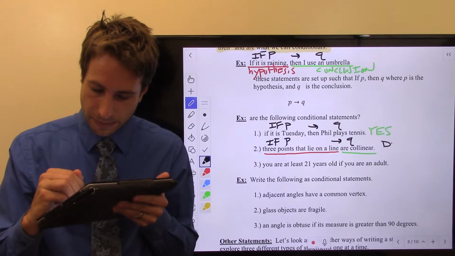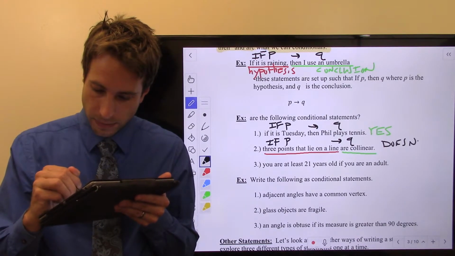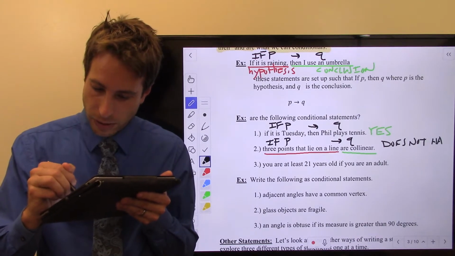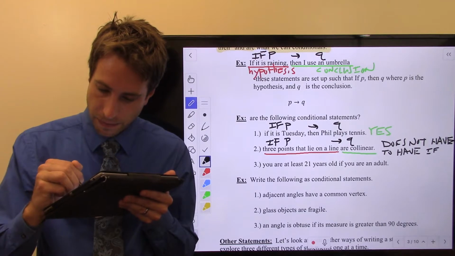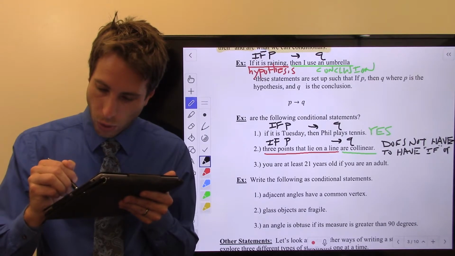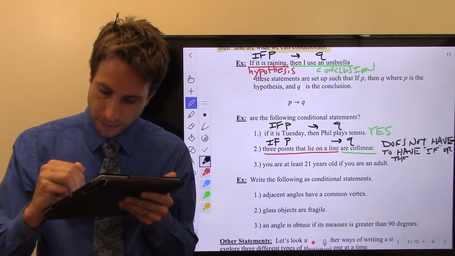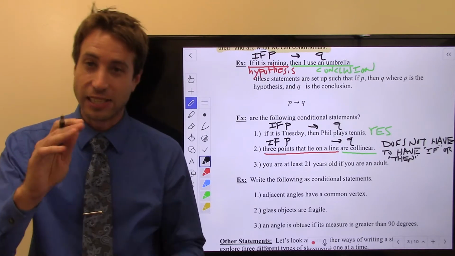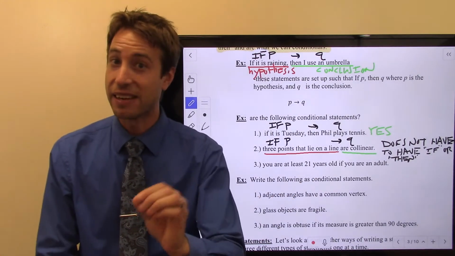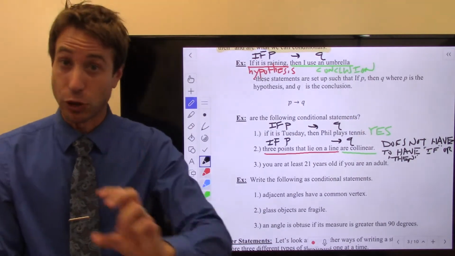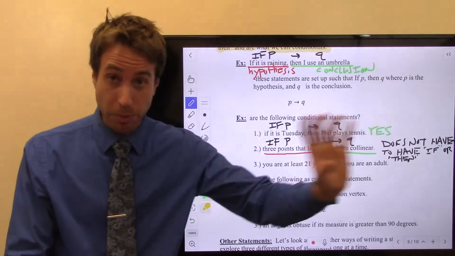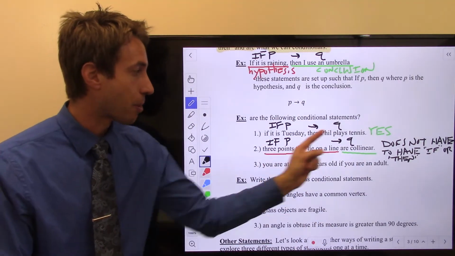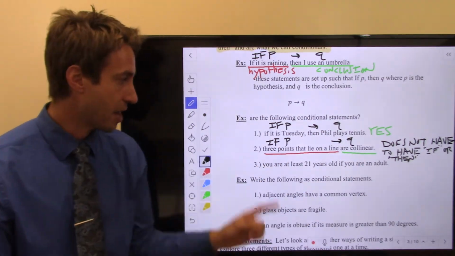It does not have to use if or then. It is still possible that it is a conditional statement, even if the words if and then are not there. But if you can reread it, redo it in your head, and put the if and then in there, fantastic. As long as you have a hypothesis and a conclusion, it's a conditional statement.